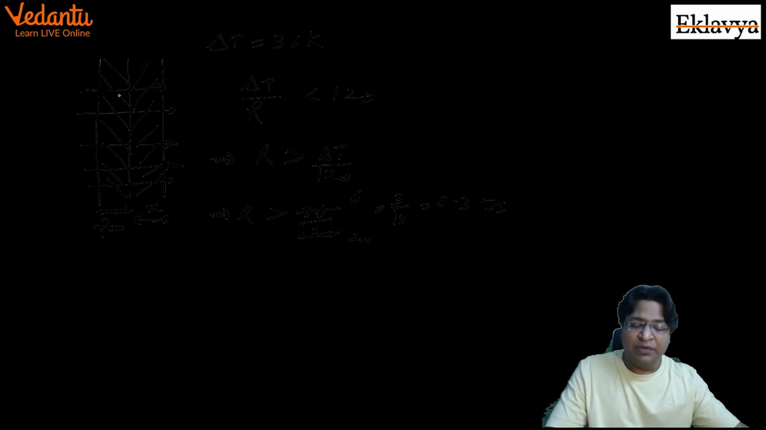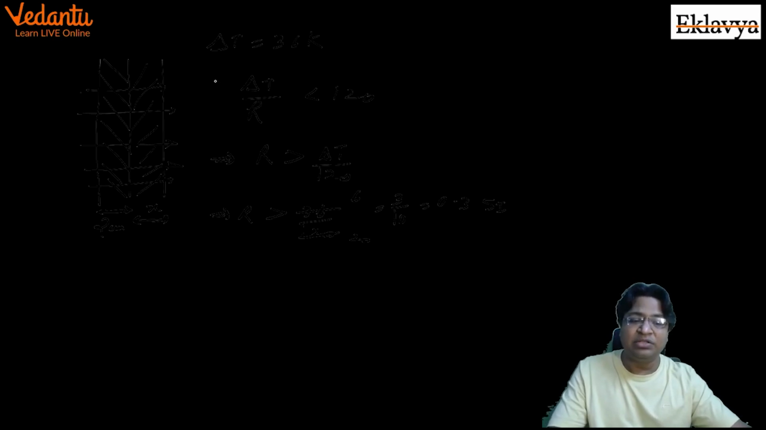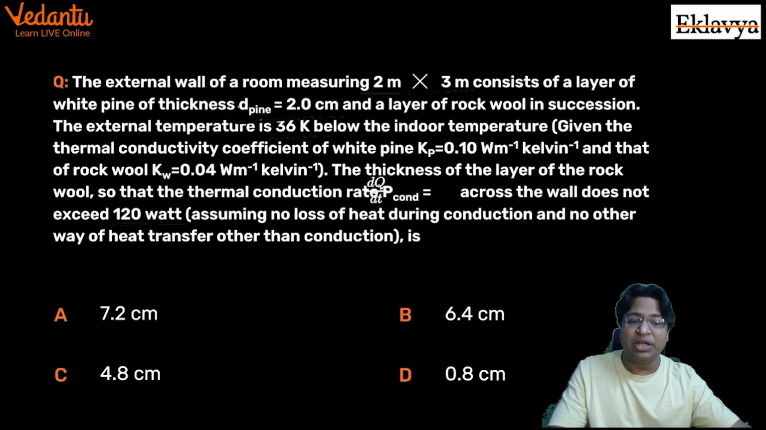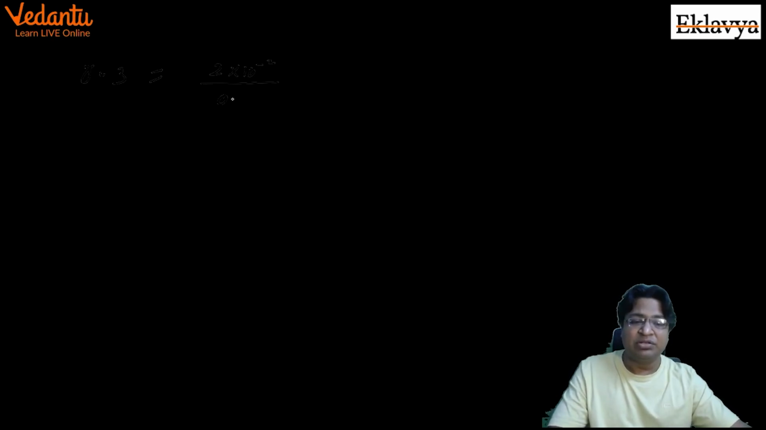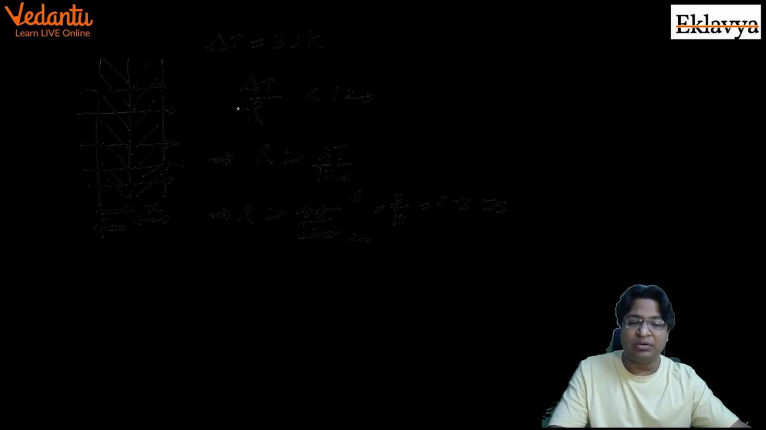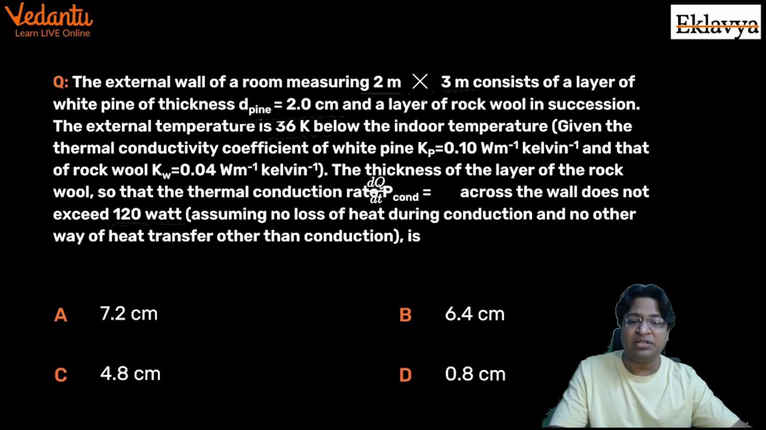Okay, so we have two layers of thermal conductors and their equivalent resistance is 0.3. So I'm going to write 0.3 is equal to the first resistance plus the second resistance. The first resistance would be L, where L is 2 centimeters, so 2 into 10 raised to power minus 2 divided by K. Now K of this white pine is given to us, that is 0.1 in SI units. So L by K, and A, the area, is 6.